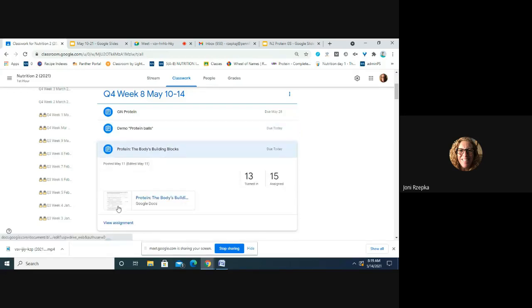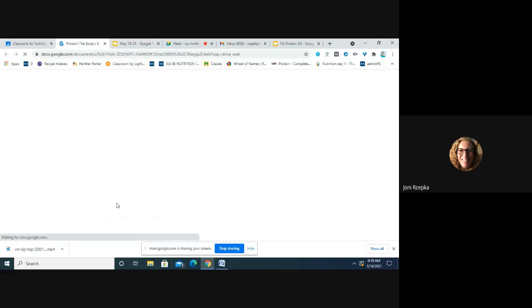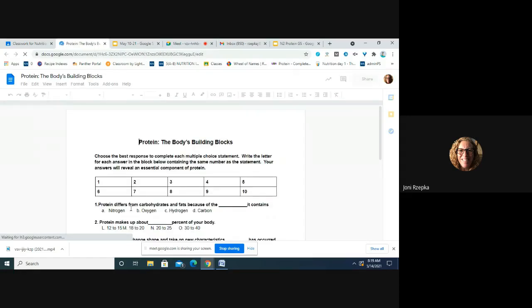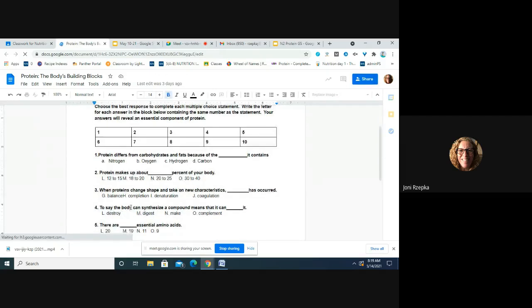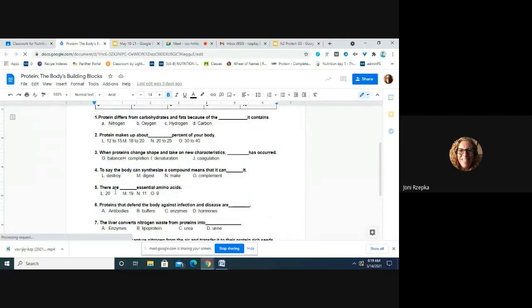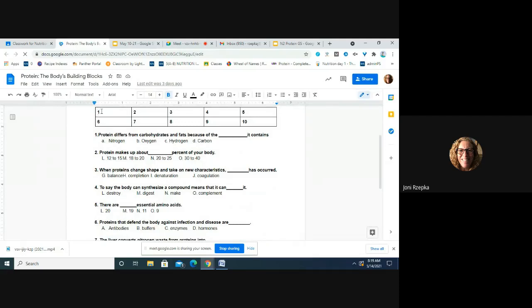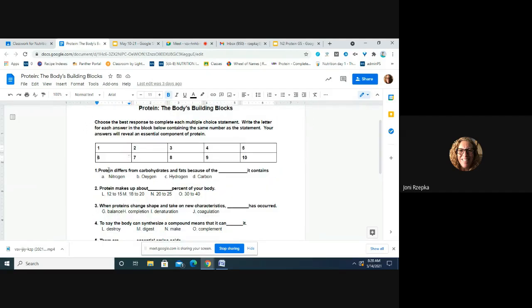This is the worksheet called Protein, the Building Blocks. And the notes so far get you to number 6. But people in person would figure out what 1 through 5 are up here, and then they would be able to fill out the rest of it, because what you're going to do is find the right answer. Like if you thought the right answer was oxygen, you're going to take letter B and put it up here in number 1. And that's going to spell something out. So the in-person kids, once they figured out 1 through 5, could figure out 6 through 10.